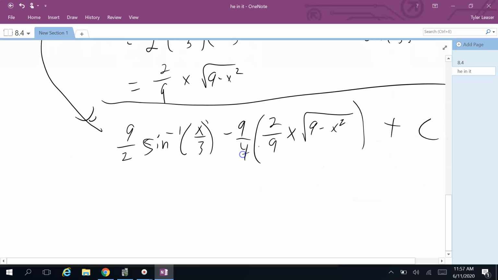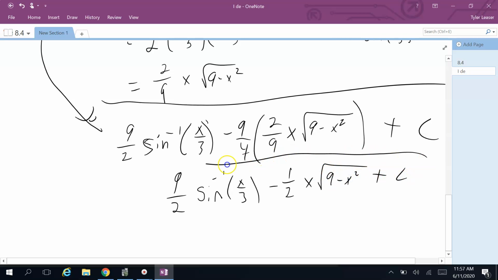All right, and then all we can really do now is multiply those constants together. So 9 halves sine inverse of x over 3. Multiplying these together, the 9's cancel, and then the 2 over 4 is going to be 1/2 x square root of 9 minus x squared plus C.